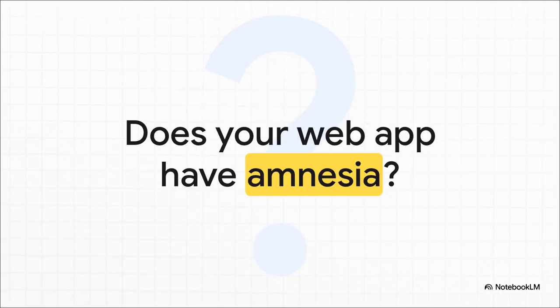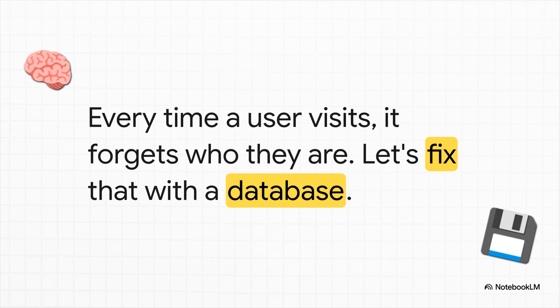So picture this. You've built this awesome web app. It's fast, it's sleek, but it has one tiny problem. It's forgetful. A user signs up, closes their browser, and when they come back, your app has no clue who they are. It's a classic case of application amnesia. But don't worry, there's a cure for this forgetfulness, and it's called a database. A database gives our applications the long-term memory they desperately need to store user info, content, you name it. Today, we're going to perform that surgery and fix this amnesia for good.